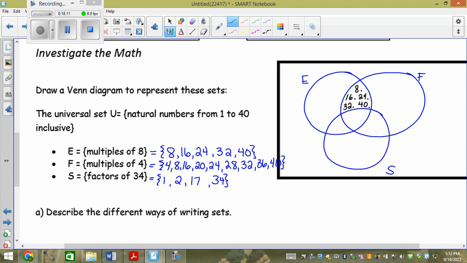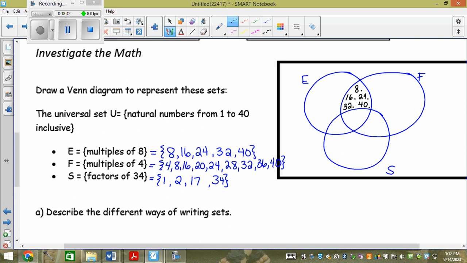Then we have to look at F and S. Are there any numbers between F and S that overlap? Nope. So this little piece here in F and S, the whole eyeball, is going to stay empty. Are there any numbers between E and S? No. So then we go to E only, and we list the ones that are in E only but not in the other two.